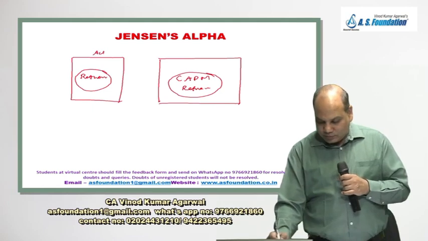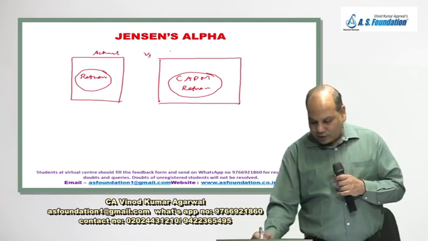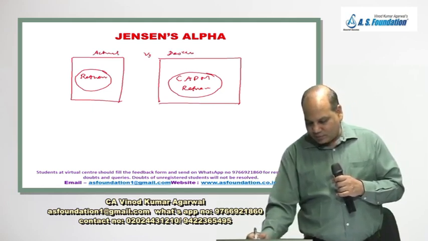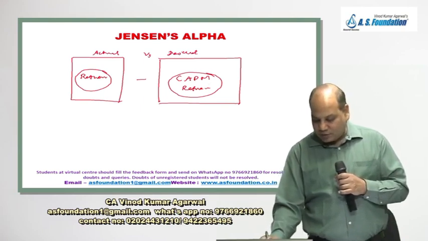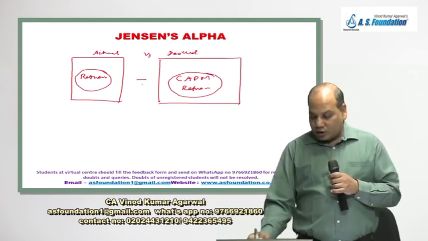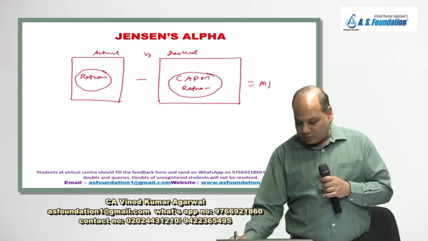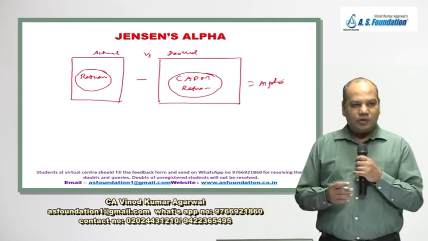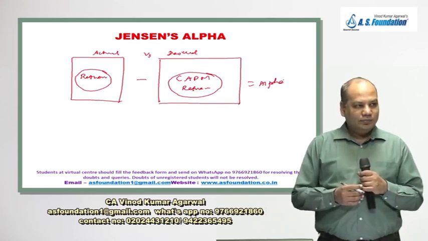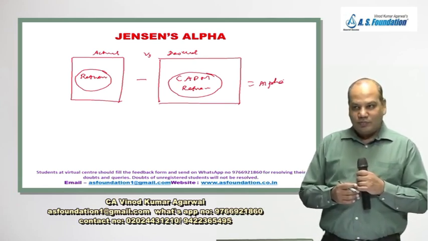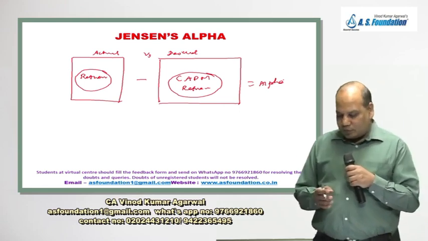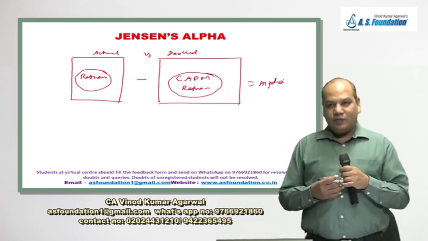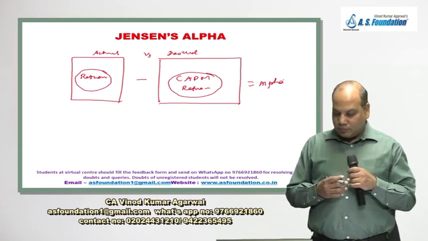Actual versus desired. Take the difference. The difference is called alpha. If alpha is positive, fund has outperformed. It is better. But if alpha is negative, fund has underperformed.